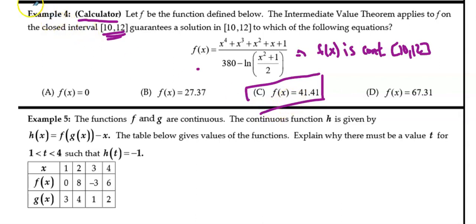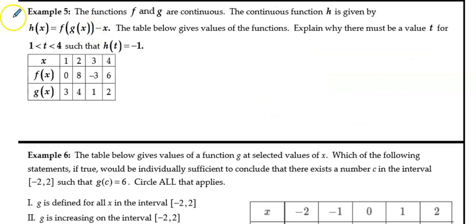So let's see what we can do for the next couple of examples. All right, guys, let's start example number 5. Number 5 says the functions f and g are continuous. So again, there's that word, continuous. It says the continuous function h is given by our function f of g of x minus x. The table below gives values of the functions. Explain why there must be a value t.